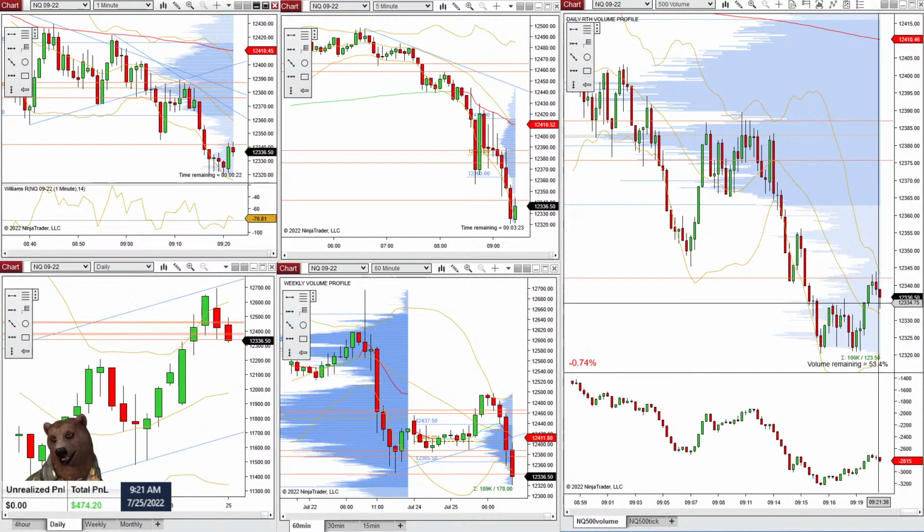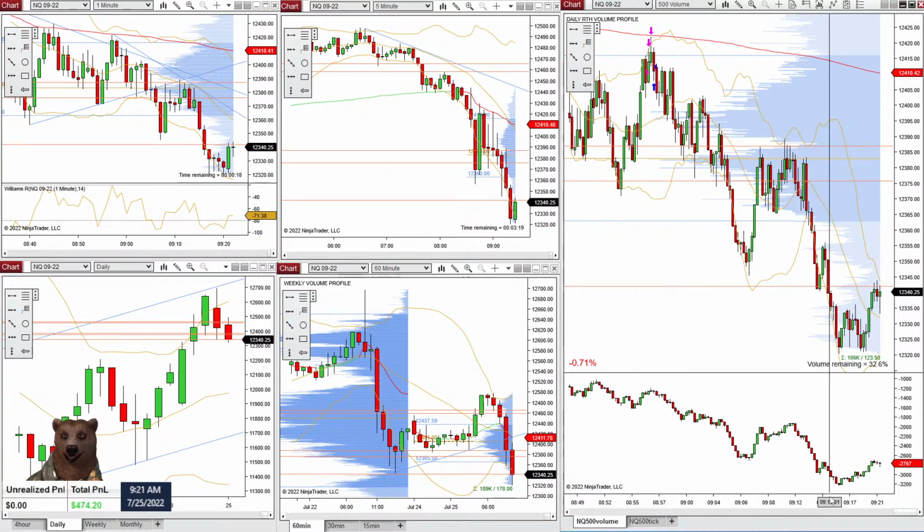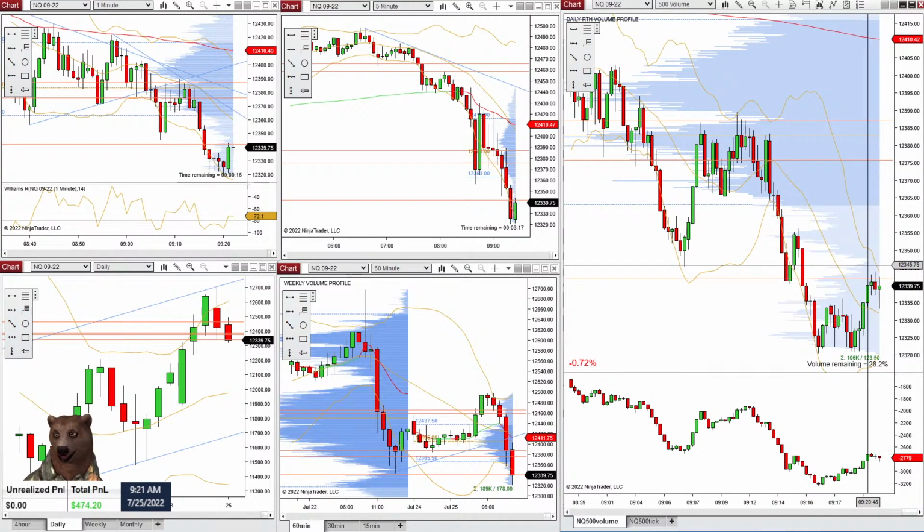Again, I'm just cautious of trying to short this. Getting it up there at VWAP where I got in before was a good trade, but anything down here is just chasing price, I think.